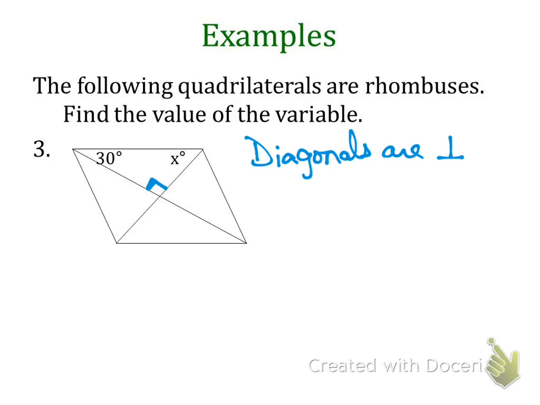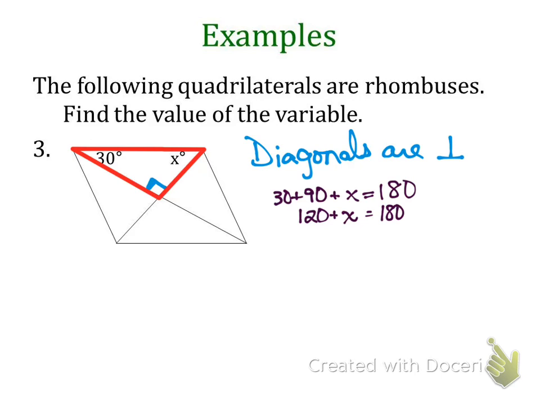The reason we want diagonals are perpendicular is when you start drawing diagonals, you also start seeing some triangles. So now that I've outlined that triangle, we're going to use the triangle rule, the 180 rule. So 30 plus 90 plus some number needs to add to be 180. If we subtract 120 on both sides, we do get 60.